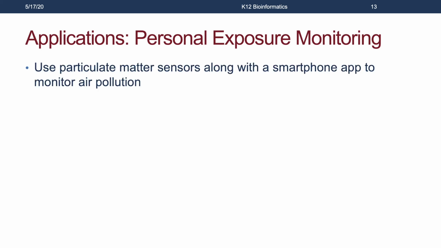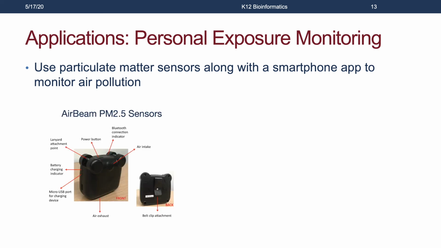Another application area that is related to the focus of our project is personal exposure monitoring. There are many exposures to monitor, some involving smartphones, others specific sensors used on their own or in conjunction with smartphones. Our focus will be the use of particulate matter sensors along with a smartphone app to monitor air pollution. Among the devices available for this is the AirBeam 2.5 sensor, which is a palm-sized device that collects particulate matter measures along with temperature and humidity.